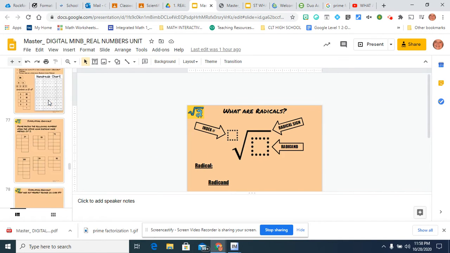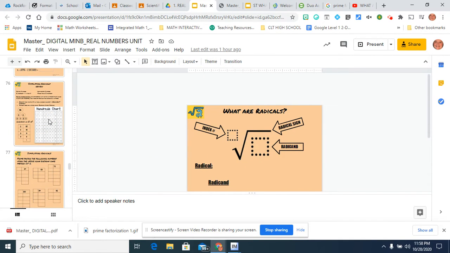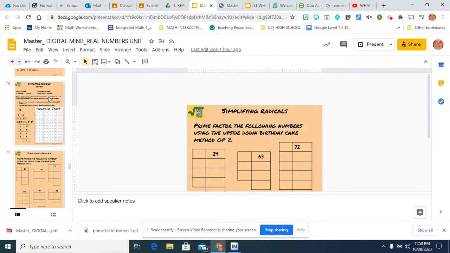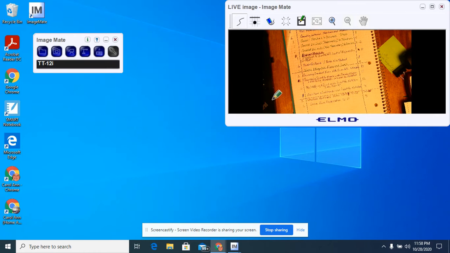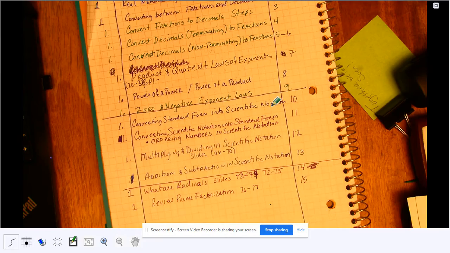Okay, today we're going to talk about prime factorization. It's something that we need to know how to do in order to be successful at simplifying radical roots that are not perfect squares or perfect cubes or perfect fourth numbers, etc. So we're going to be looking at slide 76 in your math interactive digital notebook, as well as entering some notes in your paper notebook. So let's go to that.